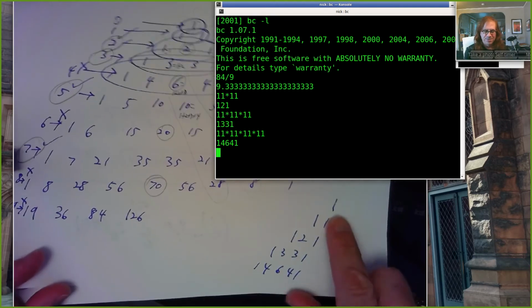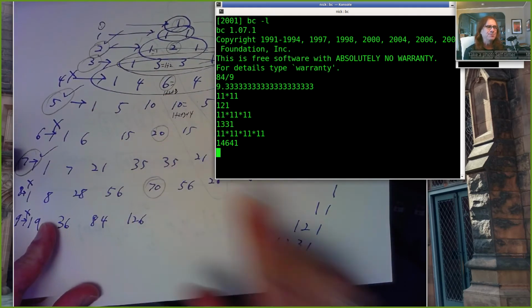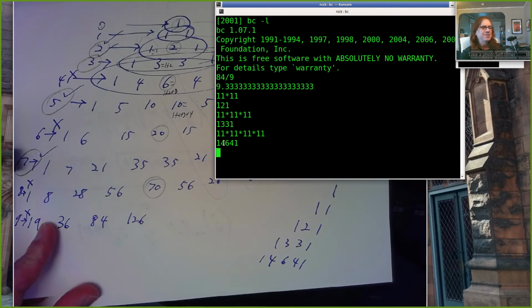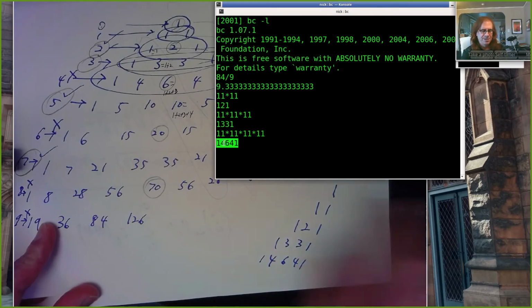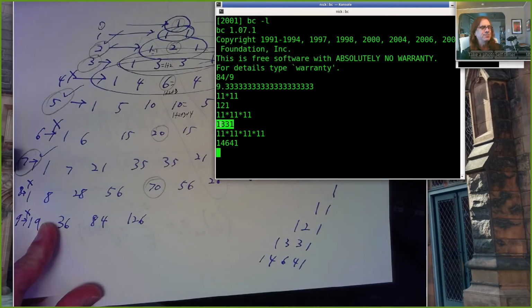You don't get this part? So I'm just reading across each row, 14641. That's the value of 11 to the 4th. Reading across here, 1331, that's the value of 11 cubed.